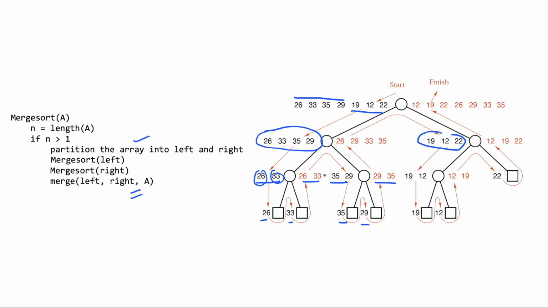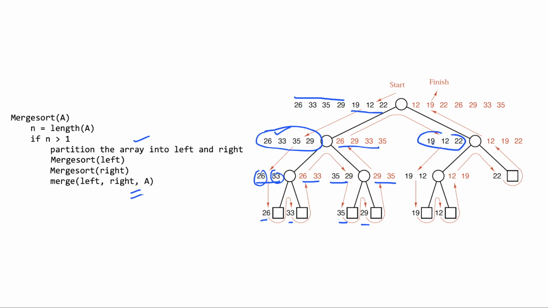Now we have to combine the result of these. We are combining 26, 33 then 29, 35. So these two have to be merged. So you will get this one. So we have finished sorting the first left subarray. Now we have to carry on the same process to the right subarray.